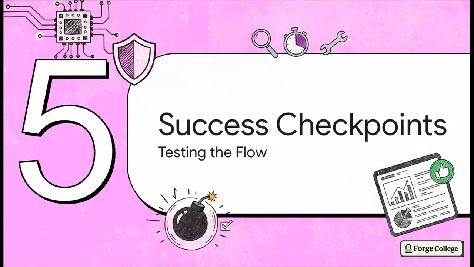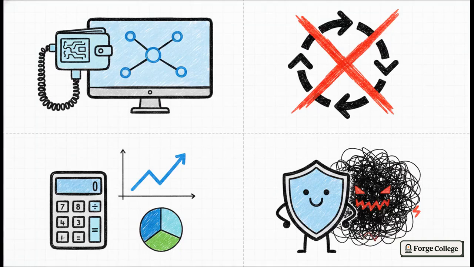Section 5. Checkpoints for success. Let's test this flow before it spontaneously combusts. Okay, here is your exact checklist for success. First, check that wiring. When I connect my wallet, that public key must show up in the UI within 1 second. Second, if a user rejects a signature, the app has to revert cleanly. We don't want any ghost states or stuck loading spinners.